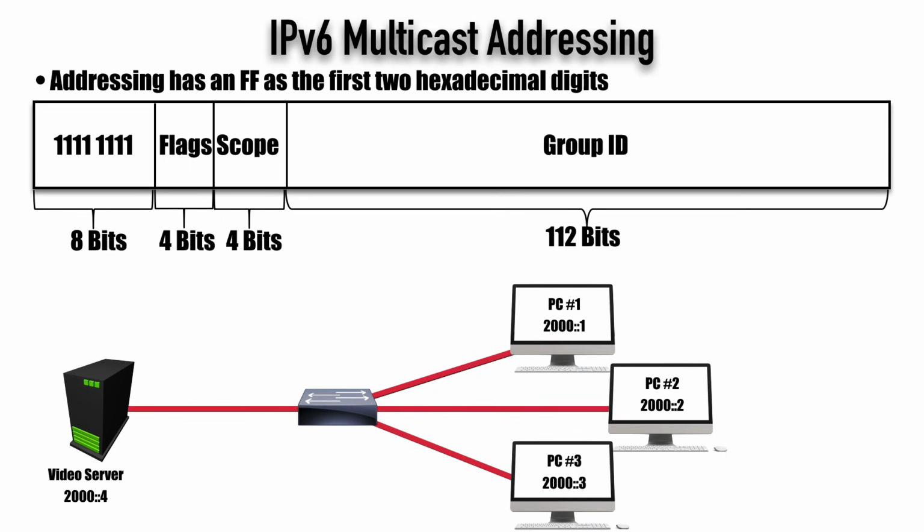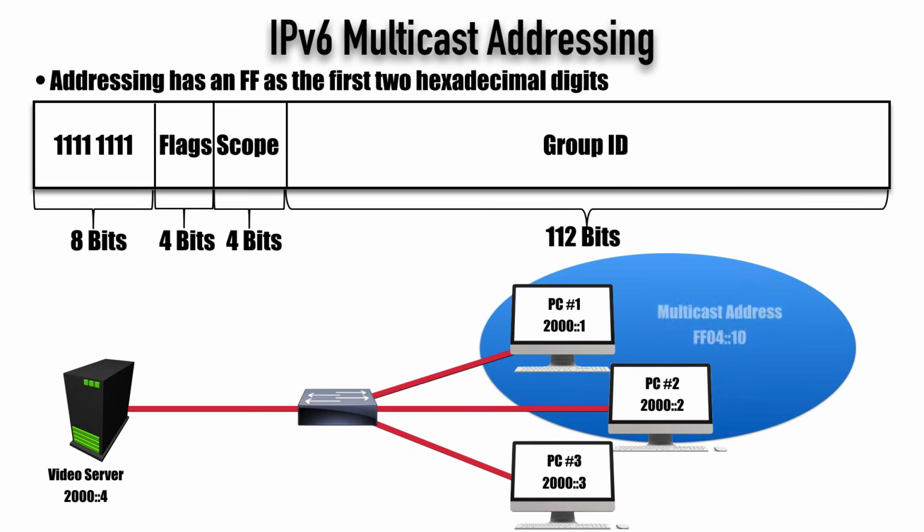Let's take a look at the example on screen. Let's say that PC1 and PC2 want to receive this video stream from our video server. They might join a multicast address of FF04::10, and our video server could send traffic that just goes to those two PCs. PC3 does not have to see it. However, beyond those first 8 bits, we also have a flags field and a scope field.